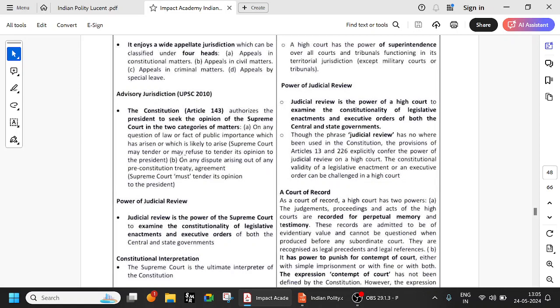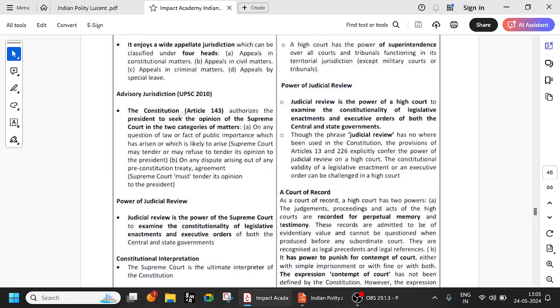So when the president wants to ask the Supreme Court, on what issues is he going to ask? Anything about any law or any fact of public importance, or any dispute arising out of pre-constitutional treaties or agreements. Now, in the case of any law, the Supreme Court may or may refuse. But when it comes to pre-constitutional treaties or agreements, the Supreme Court must tender its opinion to the president.